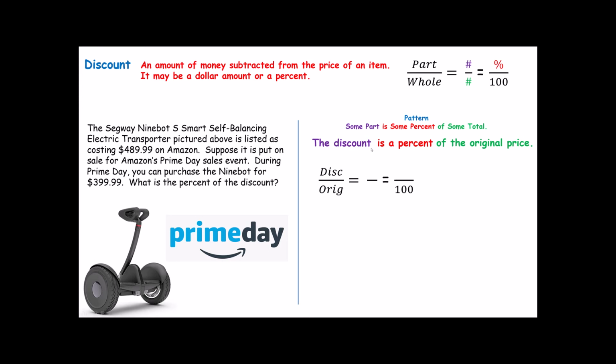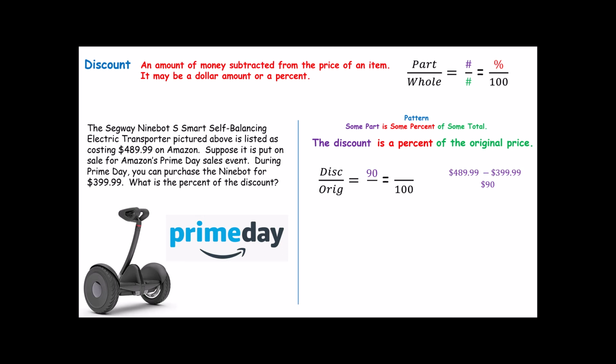Since the discount is a percent of the original, notice I put the discount in the place of the part. I've put the original price in the place of the whole. And I'm going to go through and fill in the pieces of information that I know. For example, do we know how much the discount is? Well, by definition, it is an amount subtracted from the price of the item. The item was originally $489.99. We lowered the price to $399.99, which means the amount of the discount was $90.